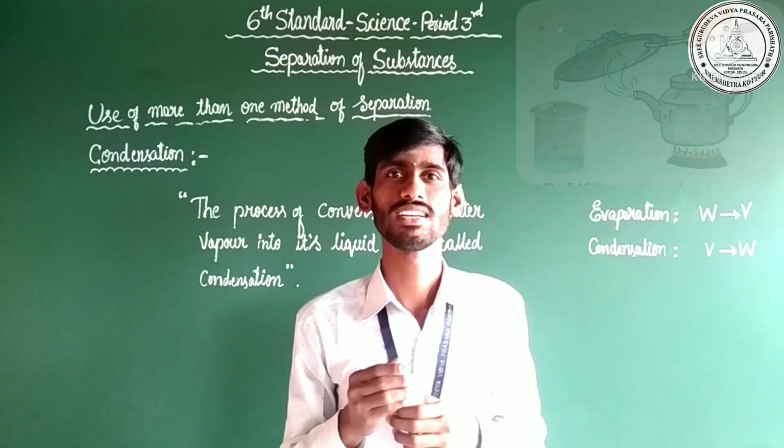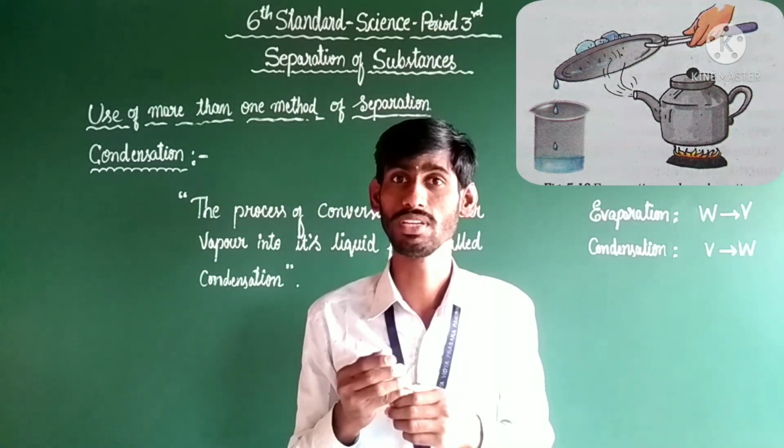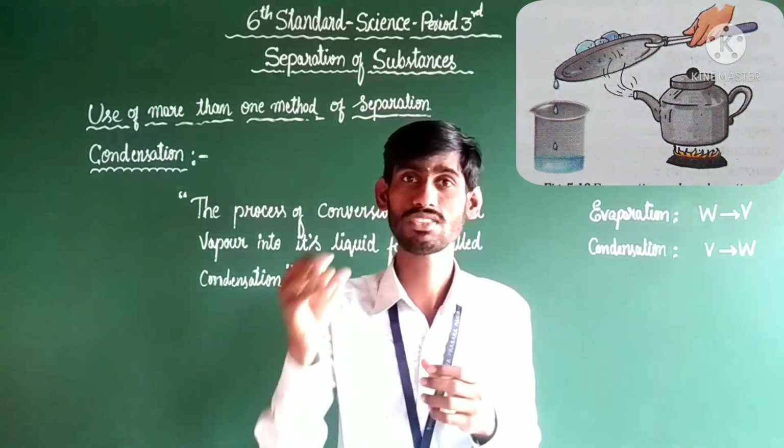The condensation process. How does it happen? Take the salt and water liquid obtained after the decantation process. In the process of decantation, we got a liquid, that is a solution. Take the solution and place it in a kettle to give it heat. Through the spout, the steam is coming out.